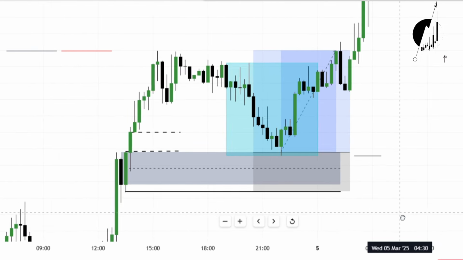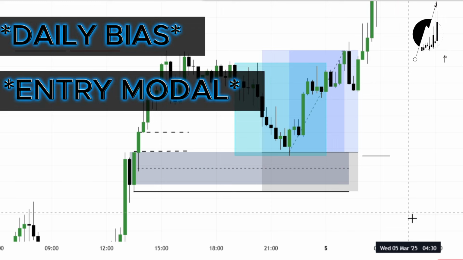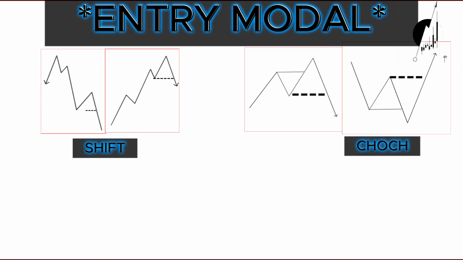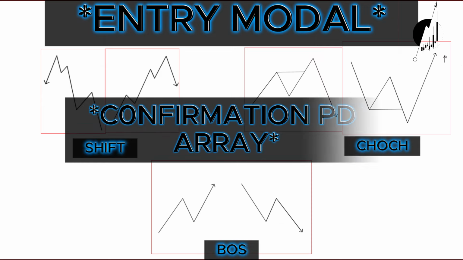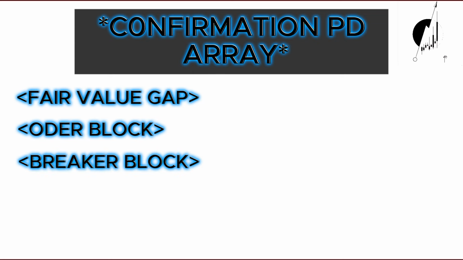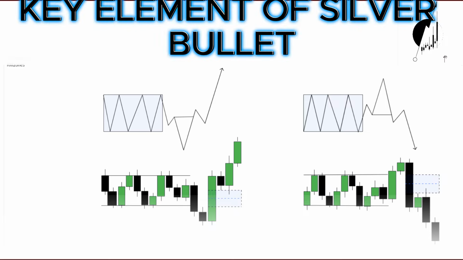So having grasped this, you now know the key elements you should watch out for: your daily bias and entry model, like a shift in structure, change of character, break of structure, and confirmation PD array, like fair value gap, order block, breaker block, etc. The key elements of the silver bullet.